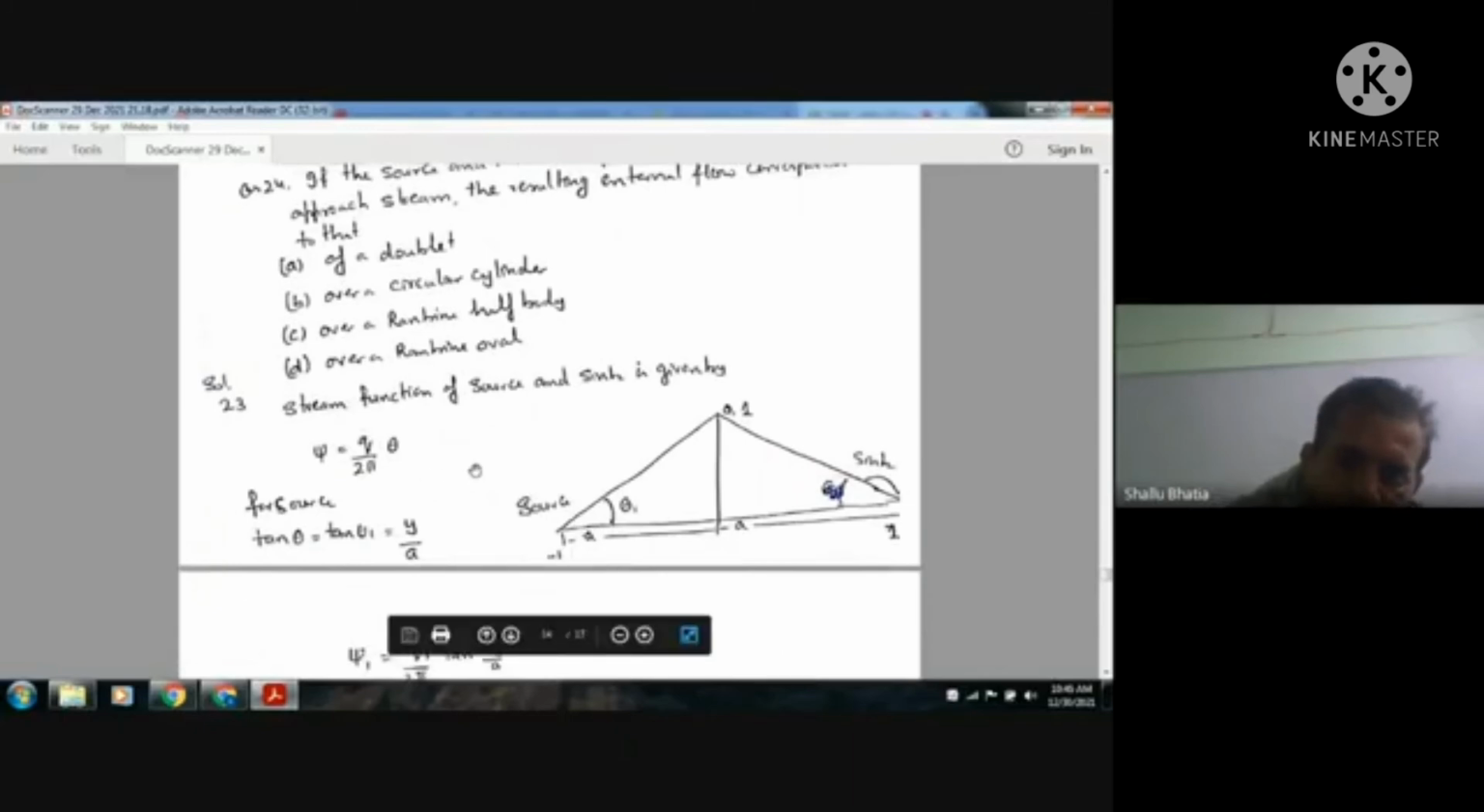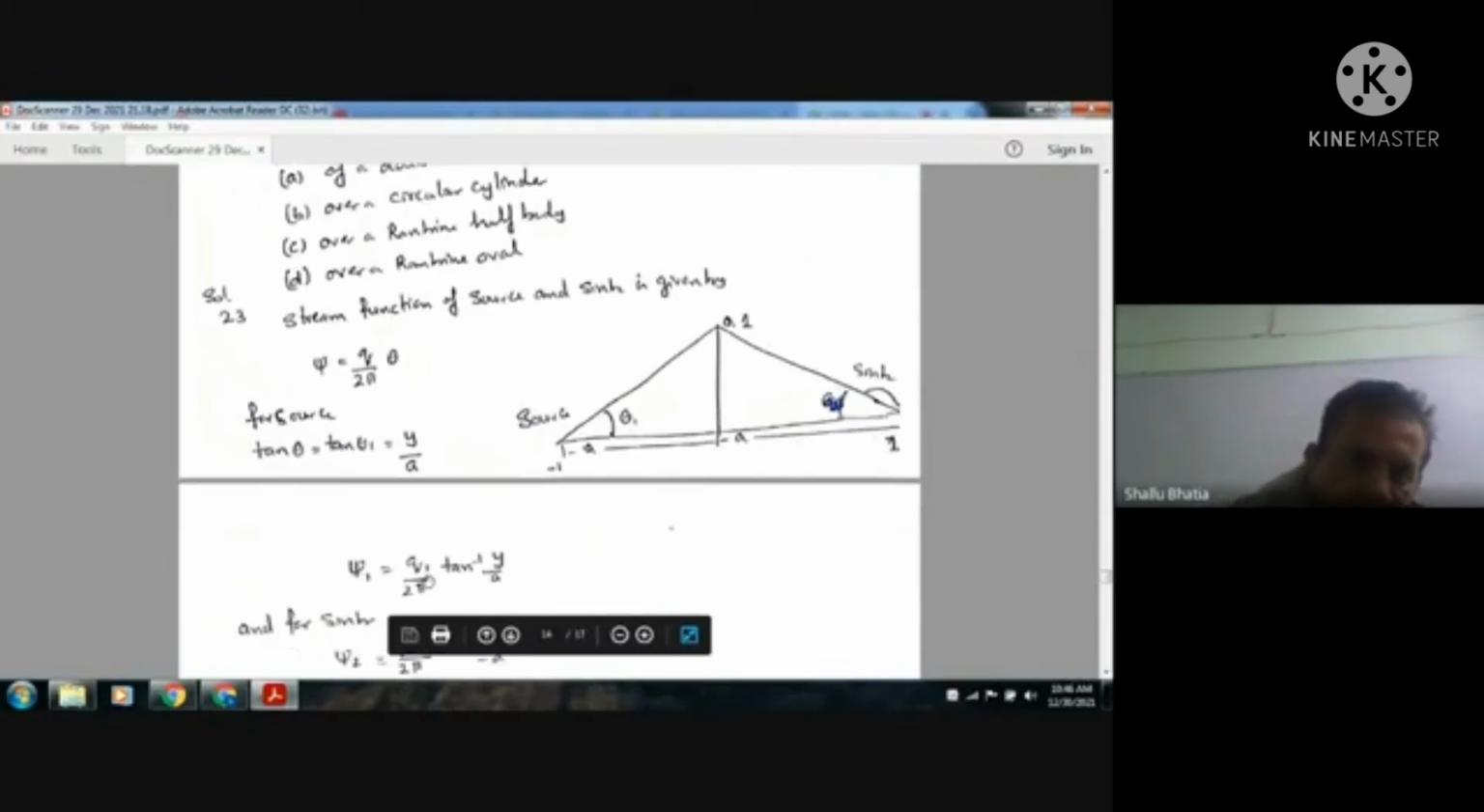So the stream function of the source and sink is given by psi equal to q by 2 pi theta. Theta is theta 1 for the source and theta 2 for the sink. For the source, tangent theta is y by a, and psi 1 is q1 by 2 pi tangent inverse y by a, with positive q1.